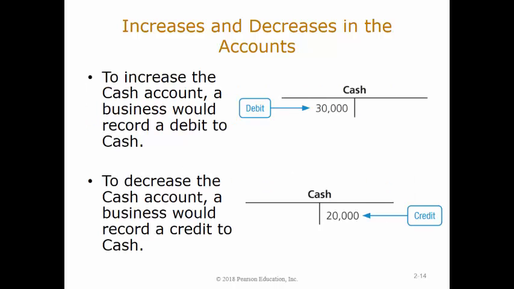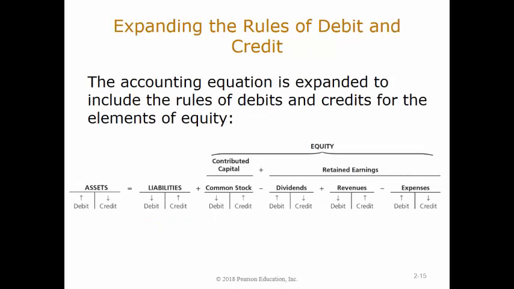Assume a business wants to record an increase of $30,000 to the cash account. They would record a debit to cash of $30,000. If the business instead wanted to record a decrease of $20,000 to the cash account, they would record a credit to cash. The accounting equation is expanded to include the four types of equity accounts: common stock, dividends, revenues, and expenses. Common stock and revenue both increase equity, but dividends and expense accounts increase with a debit, which results in a decrease in equity.